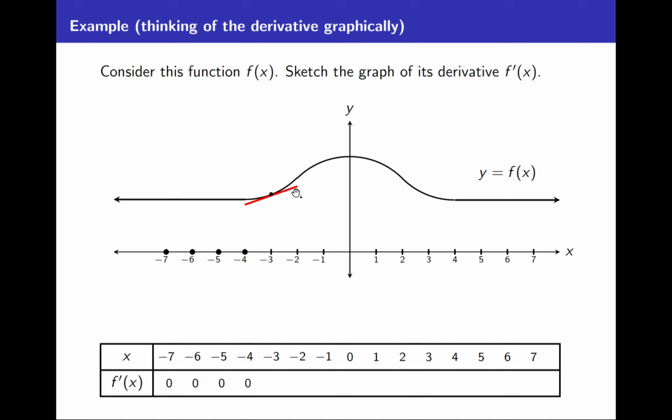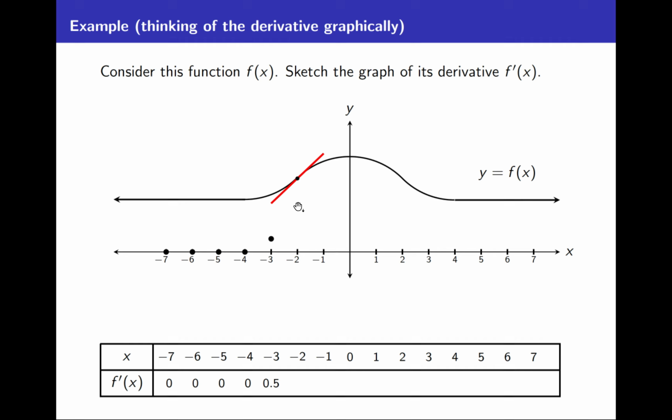Now our tangent line has a positive slope here. And just to estimate, it looks like the slope would be 1/2. The run is twice as long as the rise, thereabouts. So f prime of negative 3 would be the slope of this tangent line, which is about 1/2, so 0.5. So we'll plot the point minus 3, 0.5, and that's on the graph of our derivative.